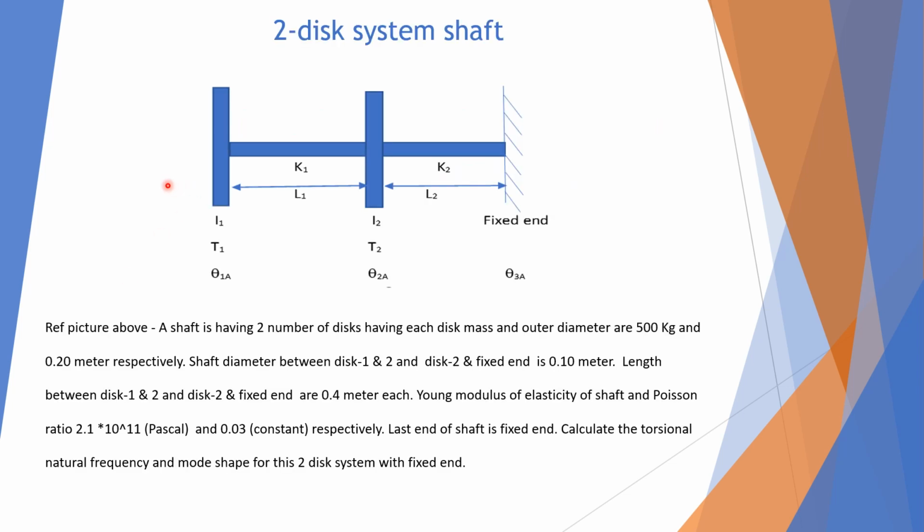Let us consider a two disc system where one shaft end is fixed. Refer to the picture: a shaft having two discs. Each disc has a mass and outer diameter of 500 kg and 0.2 meter respectively. Shaft diameter is 0.1 meter. Length of shaft between 1 and 2 and 2 and 3 is 0.4 meter each. Young's modulus and Poisson's ratio are 2.1 into 10 to the power 11 and 0.03 respectively. And the end of the shaft is fixed. Calculate the natural frequency and mode shape of this two disc system with fixed end.